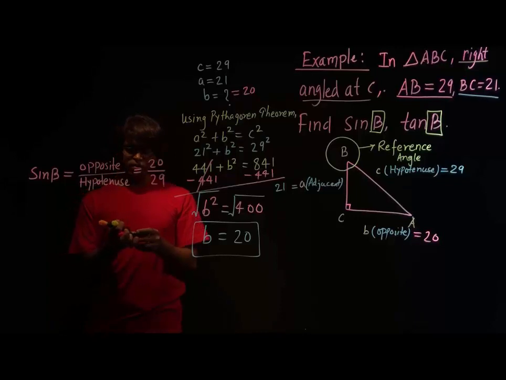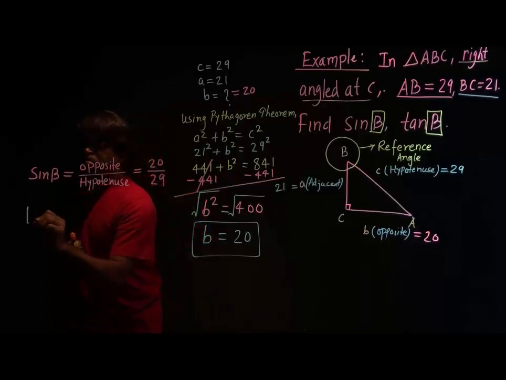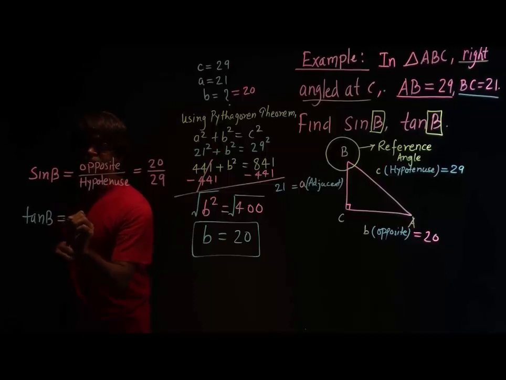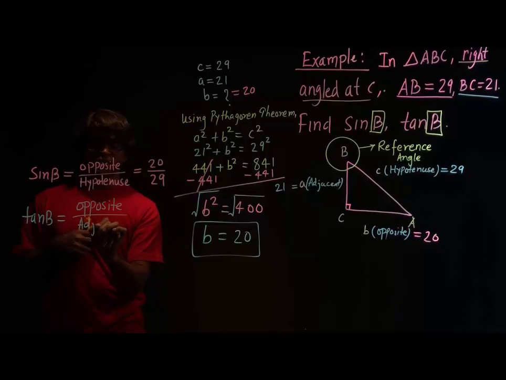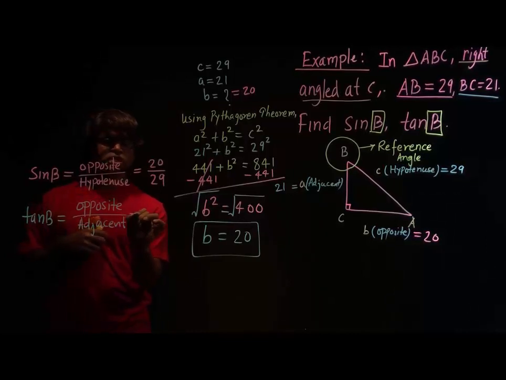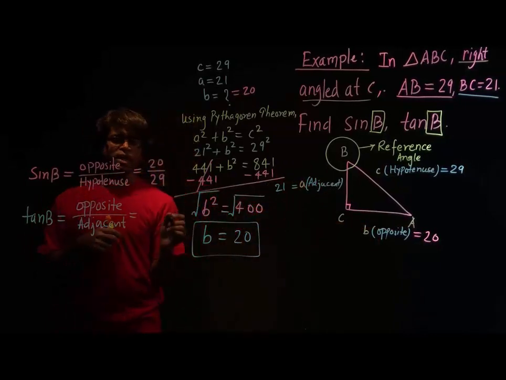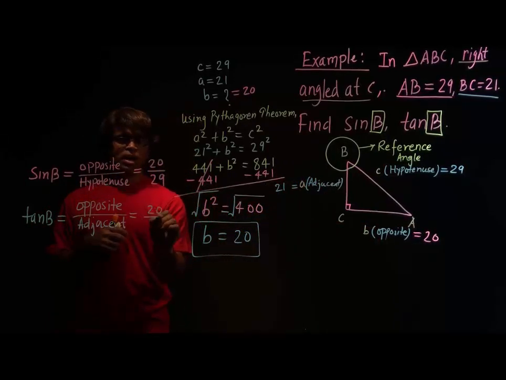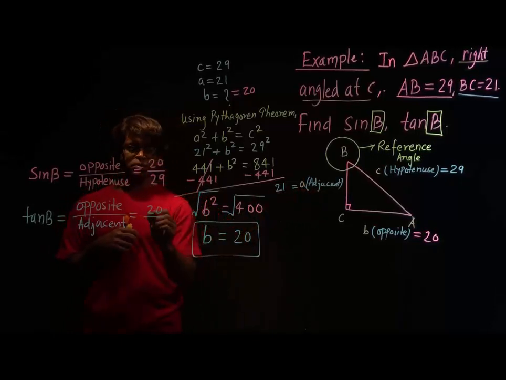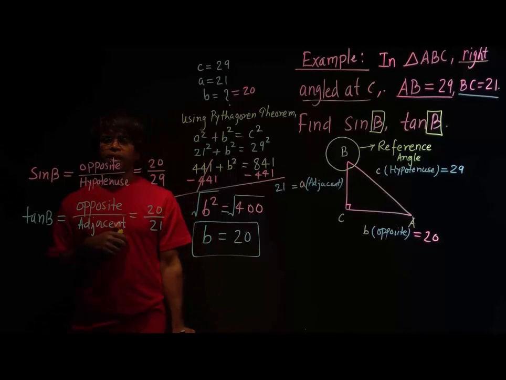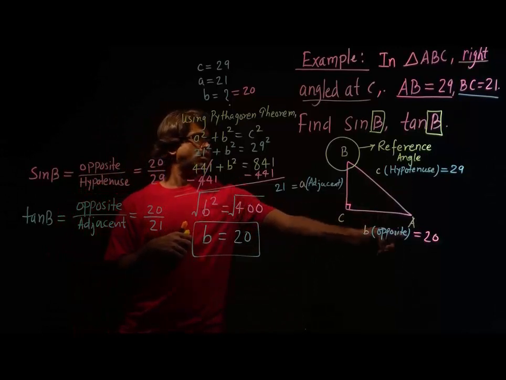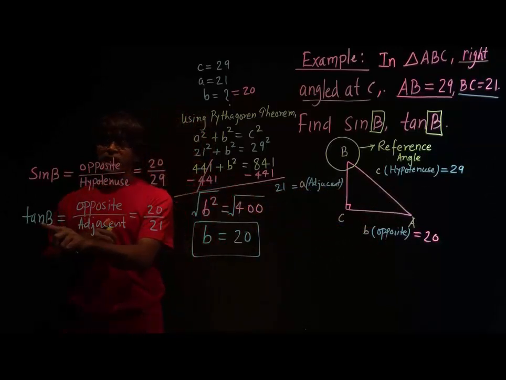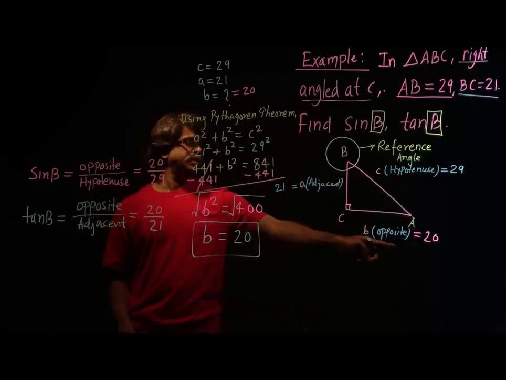Now the next thing that we want to find is tangent. So the tangent of b is given as opposite over adjacent. My opposite, as you can see, is 20 again, and my adjacent, as you can see, is 21. So I got my sine b as opposite over hypotenuse, which is 20 over 29, and my tangent is opposite over adjacent, which is 20 over 21.